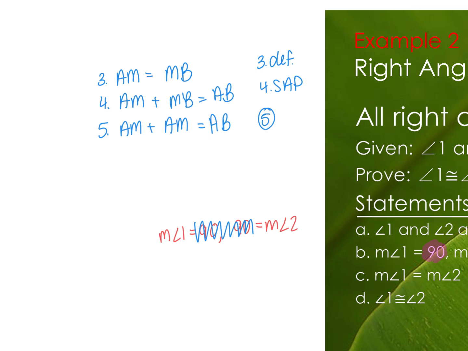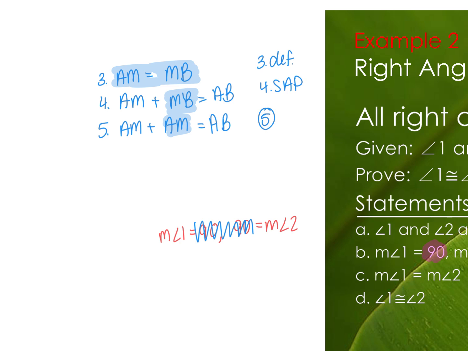Why can I not say transitive? Because I'm not canceling anything out. For this one, it has to be substitution. Why? Because I'm substituting my MB for AM. So sometimes it could be either or, but for something like this, it has to be substitution. Okay, yeah, I get it.